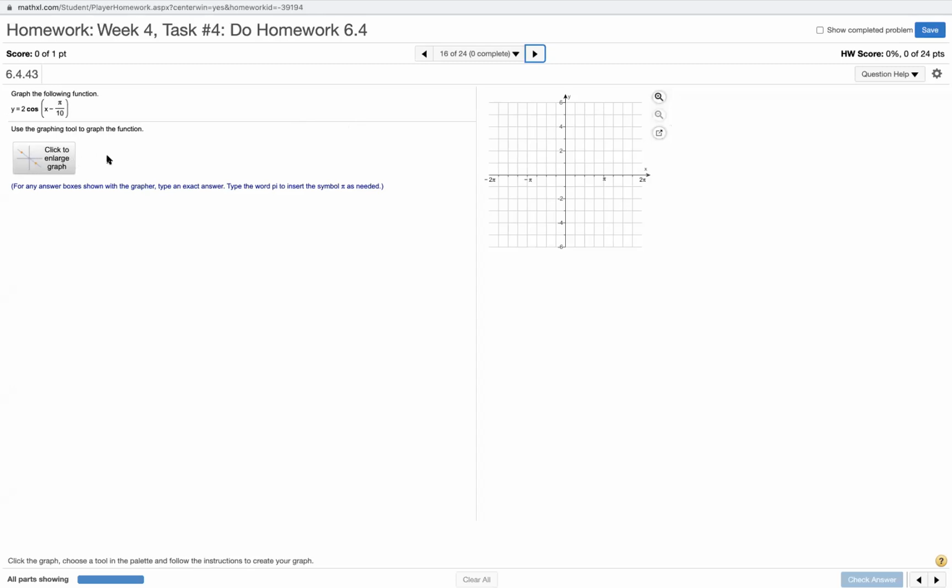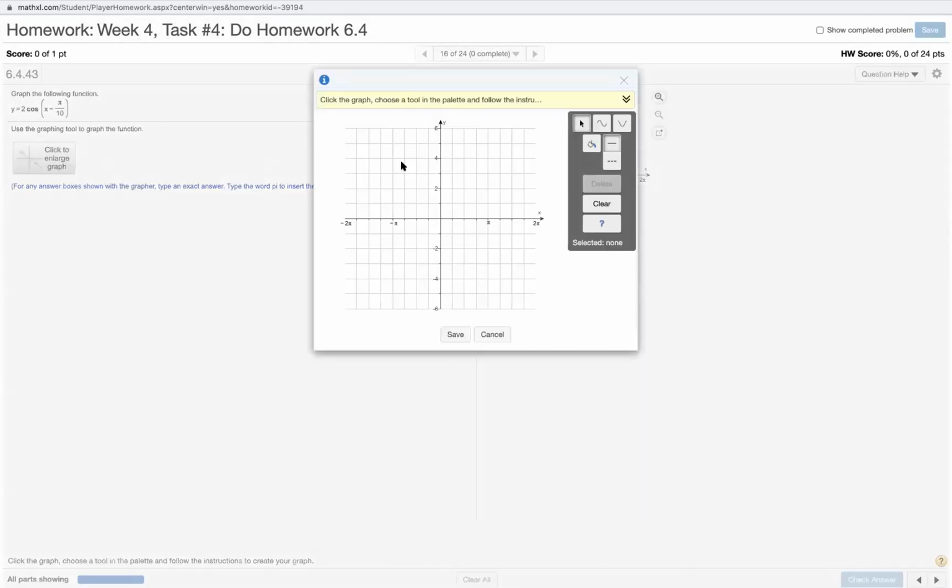So what I like to do is click to enlarge the graph. And once you do that, then you have these features here. Notice there's two options. You have that option and that option. This is the sine wave. This is the cosine wave. So look at your function, and if it's cosine, use that one. If it's sine, use that one. So I'm going to click that one.